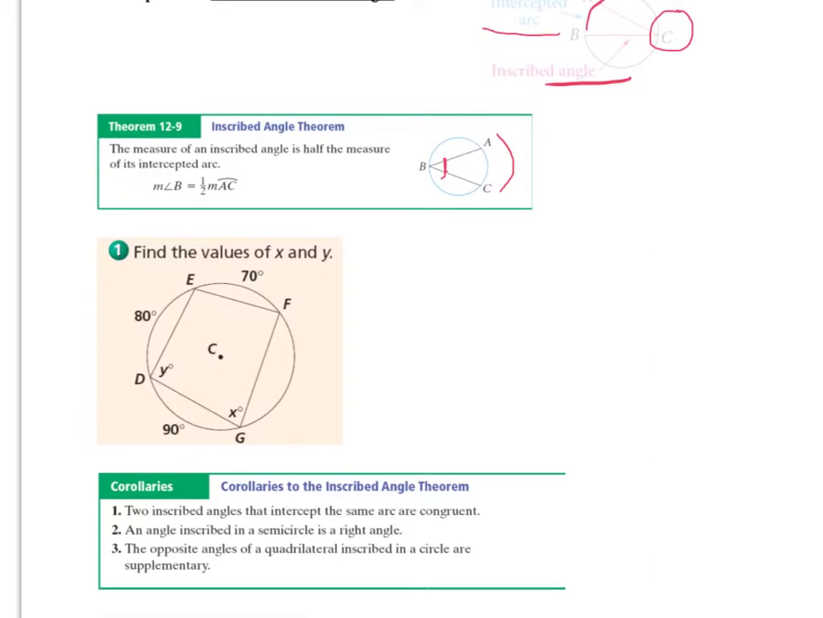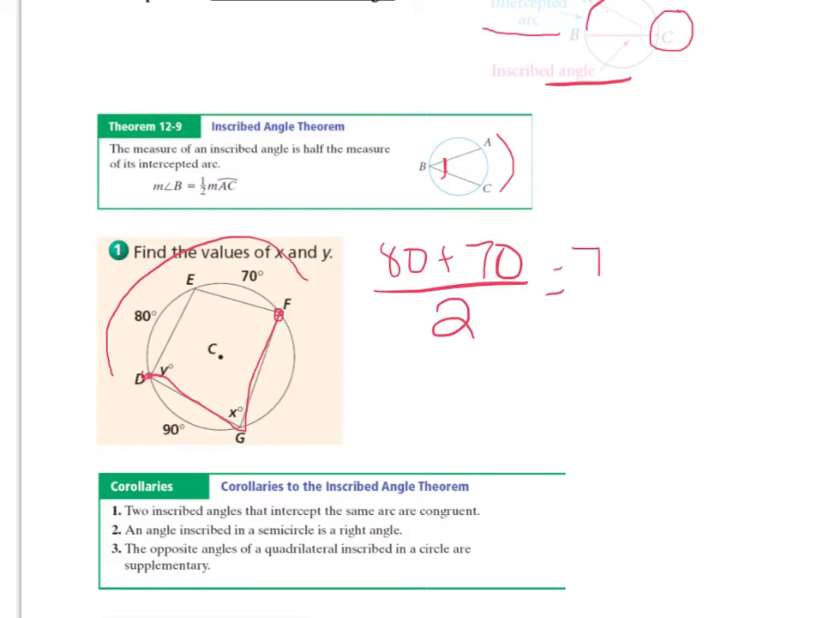So what I mean by that is, notice X, its endpoints are right here and here, so it's encompassing all of that. So that angle is half as much as that arc. Well, that arc is 80 plus 70. When you add those together, you get 150, but the angle is half of that. So we would add 80 plus 70, and take half of that. That would give us 75. So that's X.